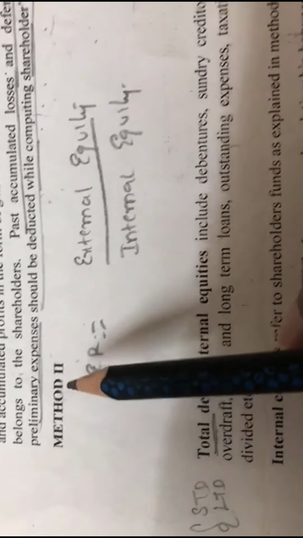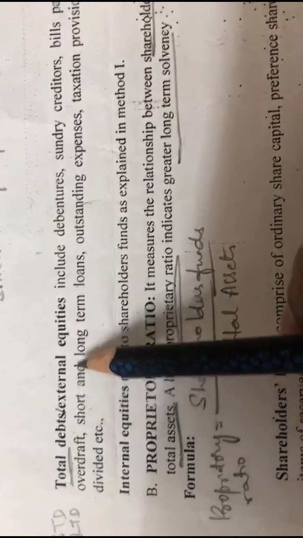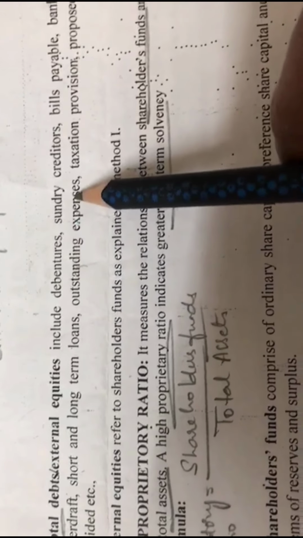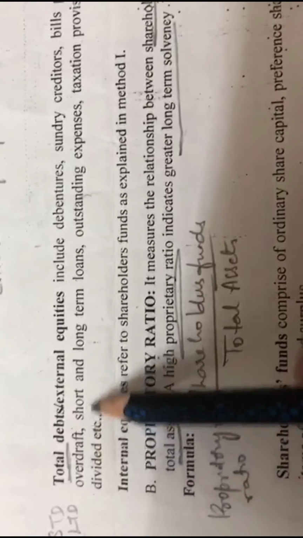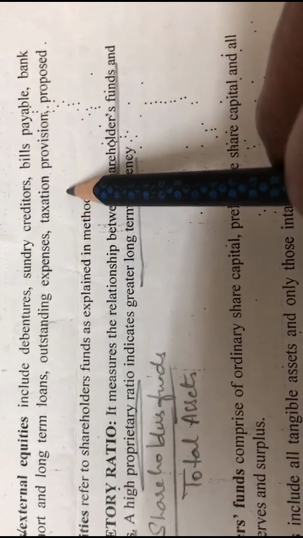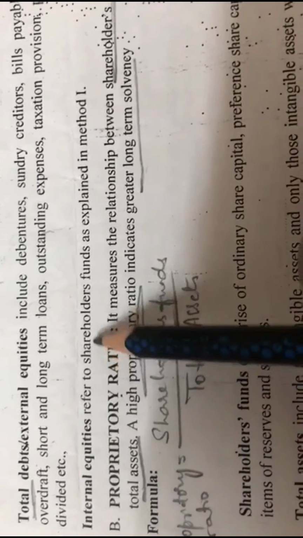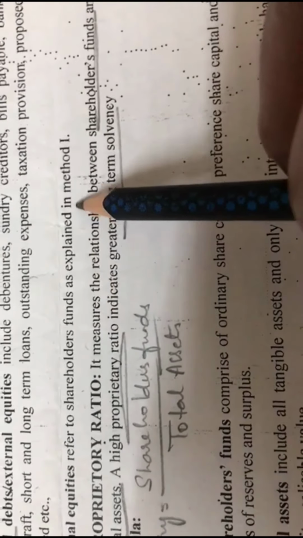The second formula you have is debt equity ratio is equal to external equity divided by internal equity, which I discussed earlier. So what does this total debts include? Debentures, sundry creditors, bills payable, bank overdraft, short and long term loans, outstanding expenses, taxation provision, and proposed dividend. And internal equities refers to shareholders' funds, which I have already explained in method 1.